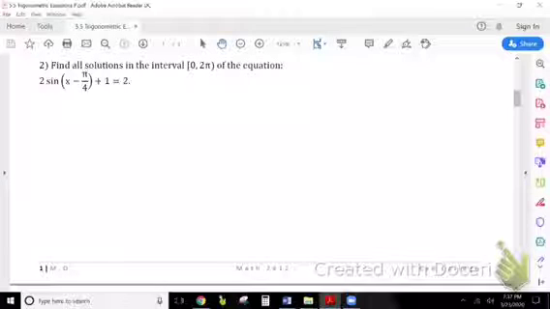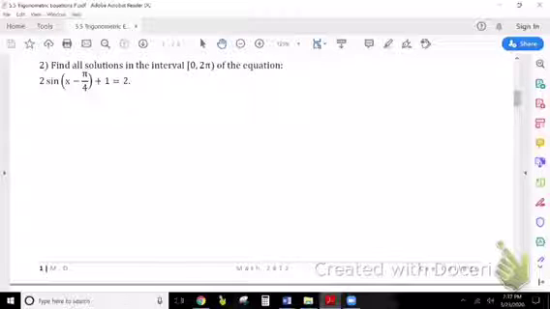5.5 example 2 says to find all solutions in the interval from 0 to 2 pi of the equation 2 sine of x minus pi over 4 plus 1 is equal to 2. So the first thing we need to do here is get it to where it's similar to what we had in the first example. You want the sine and that angle piece, what's in the parentheses behind it, by itself.